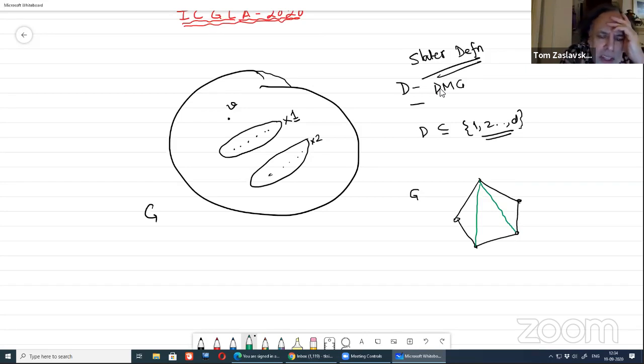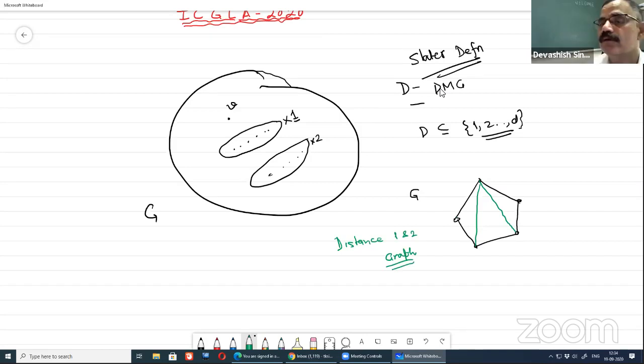So there's a concept of the distance 1 and 2 graph. That's a different concept. And so the set D is more flexible. It includes all these concepts. I see. Okay, thank you. One day I'll remember this.